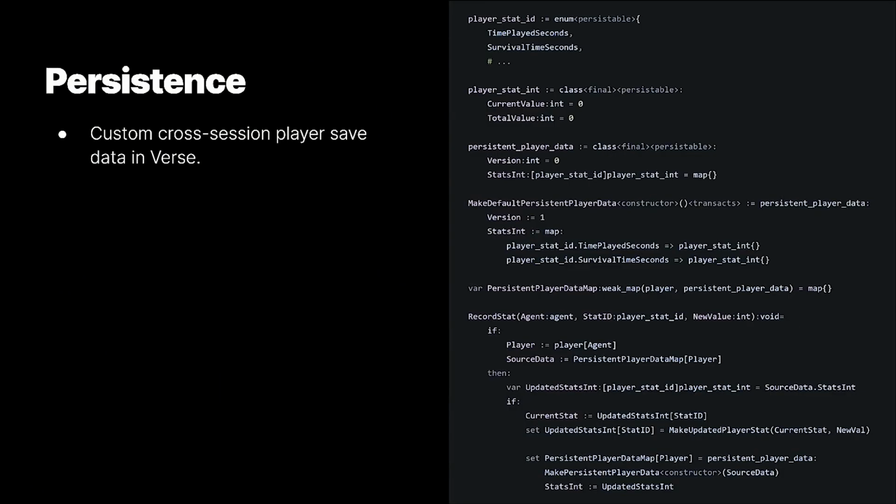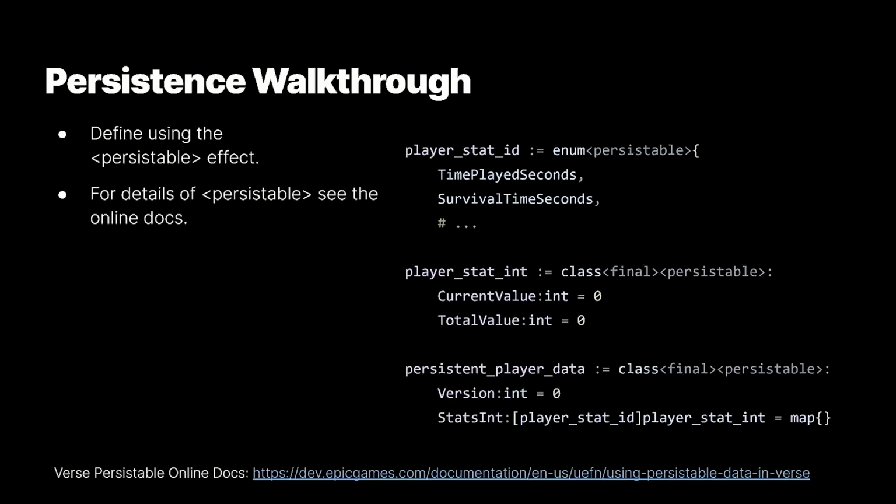So I want to dive a little bit deeper into persistence and show how this is exposed in gameplay code. Here we have a game we made internally, and you can see a bunch of code. I'm going to break this down to show you the various persistence points. Initially, you see we've added a persistable flag to an enum, a class, and then where those are combined together in this persistence player data.